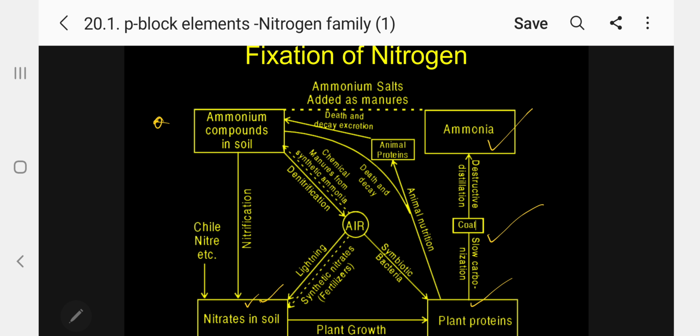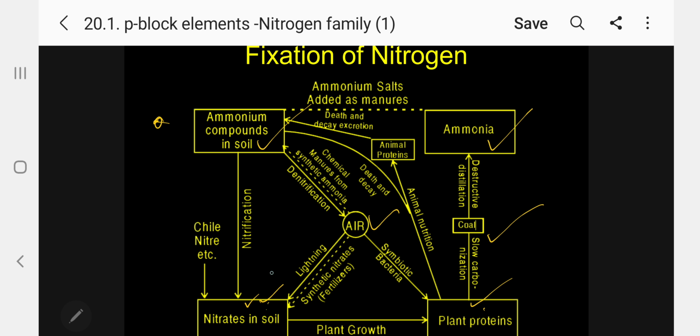Now I will give another way here. Ammonium in the soil, with the help of denitrification, goes to the air, and with symbiotic bacteria it is converted into plant protein. From plant proteins, animals take these proteins in nutrition and convert them into animal proteins, and after animals' death and decay, they are converted again to ammonium salts. Kindly follow. And in the air, again there are two ways. One is bacteria converting to plant proteins, another is lightning converting into synthetic nitrates, fertilizers going to the ground.